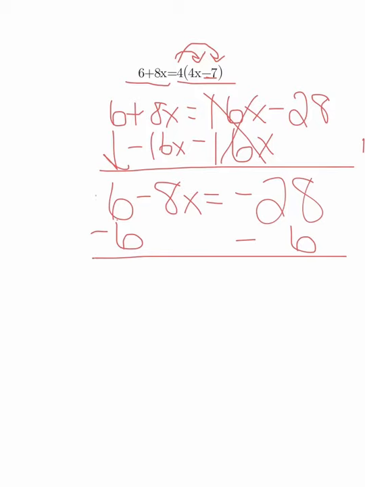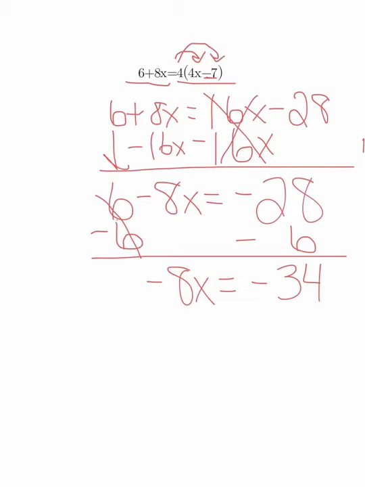So 6 minus 6 is 0, so I don't have to write the 0 down, but I am going to bring down my negative 8x equals, and what is negative 28 minus 6? Well, that's negative 28, 29, 30, 31, 32, 33, 34. Don't be afraid to count it out. All right, now I have all the x's on one side and all the constants on the other. I'm getting really close to solving this. I have to figure out what that x is.